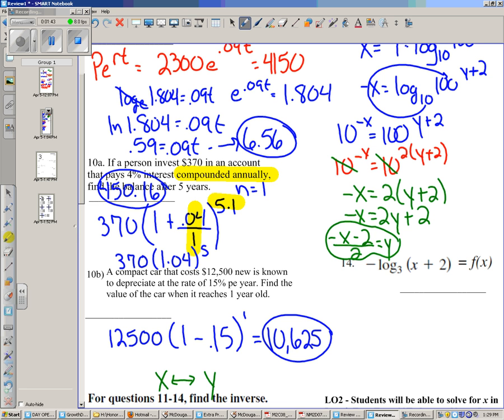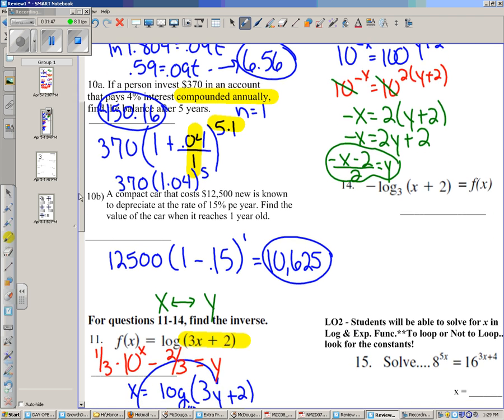Okay? All right, going to number 14. I'm ready to finish my last inverse problem. Again, I'm going to switch x and y. I'm also going to put a negative 1 in front of the log. So before I can do the loop, I got to get rid of the negative 1, so I'm going to divide. I'm also going to put my missing base of 10 there so you can see the loop.